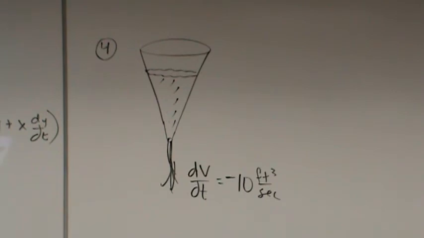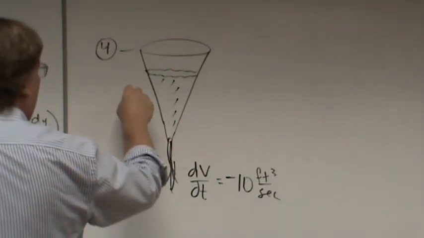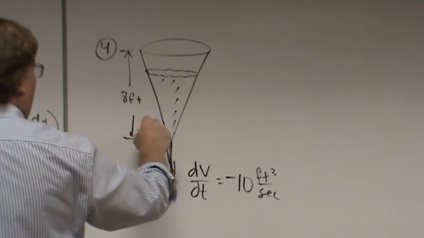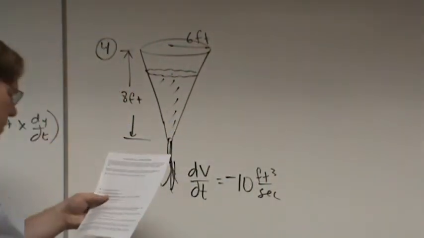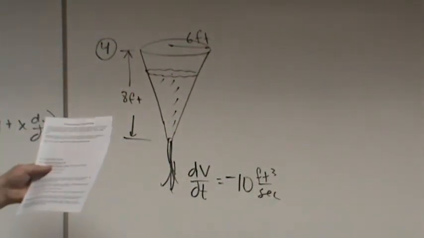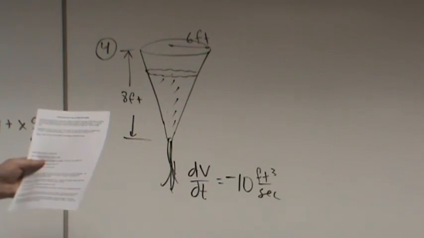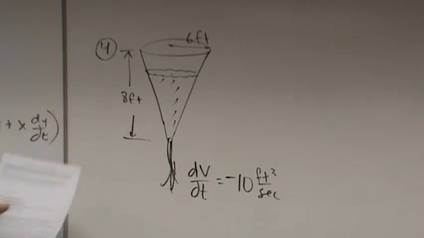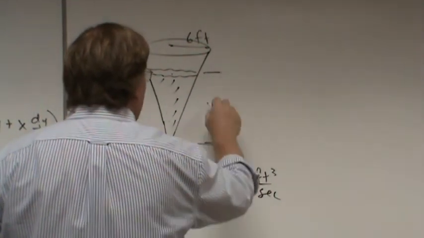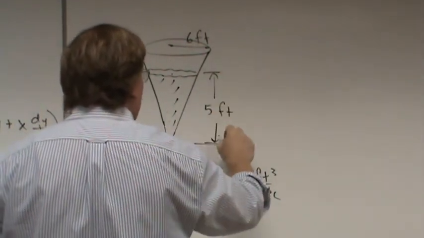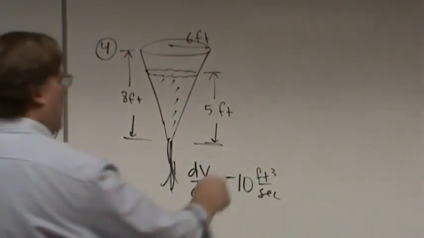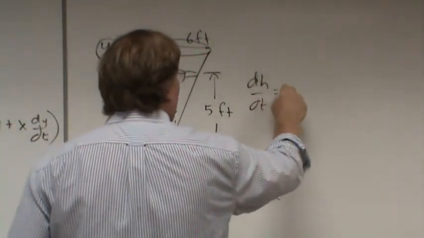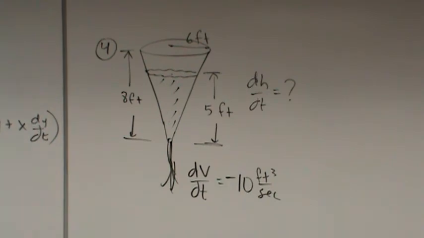They tell me the height of the tank is 8 feet and the radius of the tank itself is 6 feet. And they tell me, when the height of the fluid is 5 feet, so this distance from there to there is 5 feet, they want to know the rate of change of the height of the fluid. You have to find the ratio. That's correct.